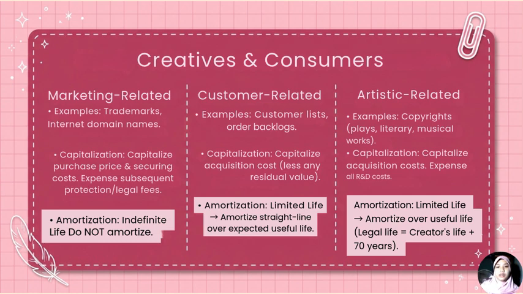Companies capitalize acquisition costs related to copyright. However, research and development costs are generally expensed, not capitalized. Because artistic-related assets normally have a limited useful life, companies amortize them over the useful life or legal life, depending on which period gives benefit to the company. So these three types of intangible assets are important because they help companies build brand value, maintain customer relationships, and protect creative work.